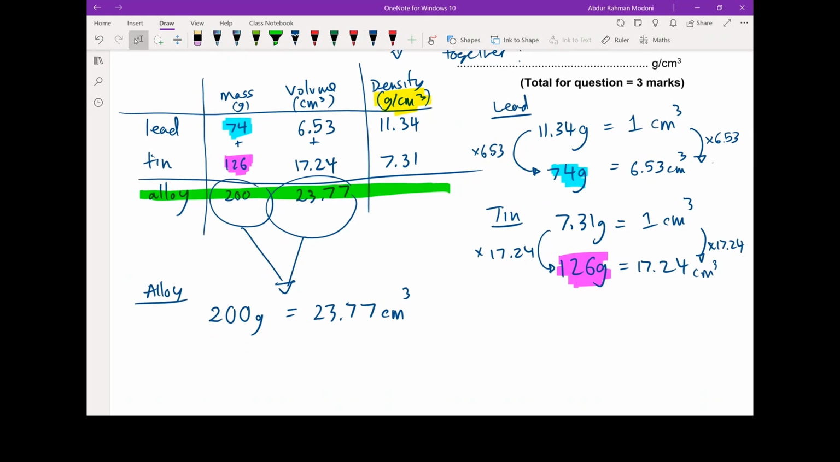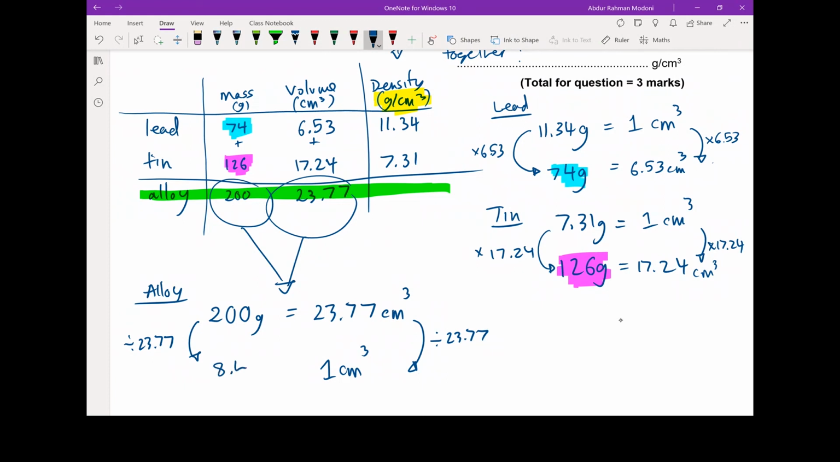Now, we want to find out the density. Now, density is written as grams per centimeter cubed. Per centimeter cubed means we need to get it down to 1 centimeter cubed. So here we're going to then do 23.77. If we divide it by 23.77 itself, it will get us to 1. We do the same on both sides. Divide by 23.77. So 200 divided by 23.77, and that gets us 8.41.